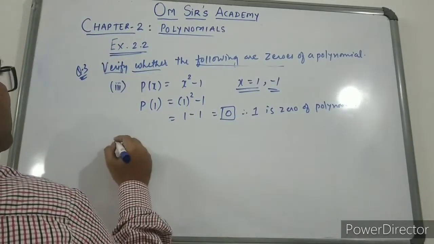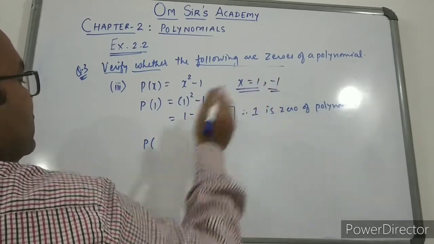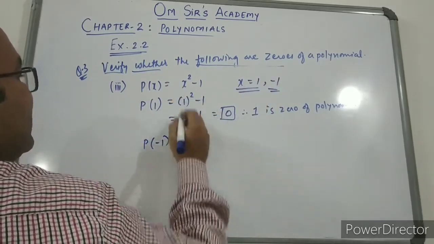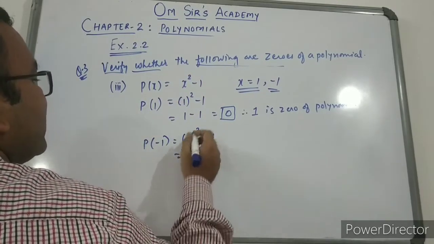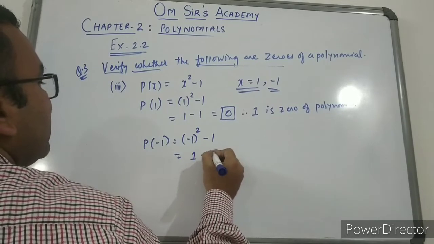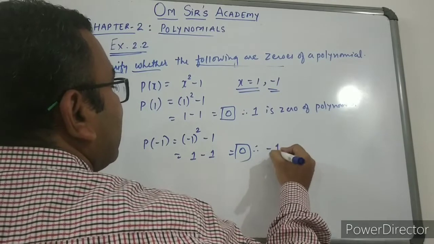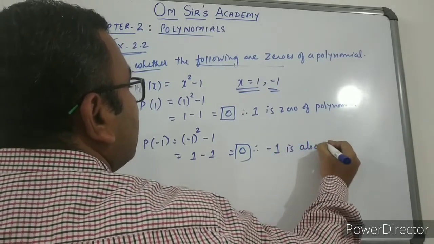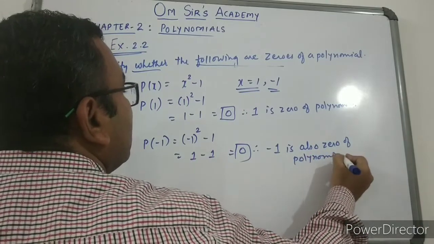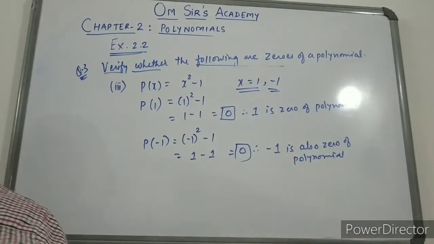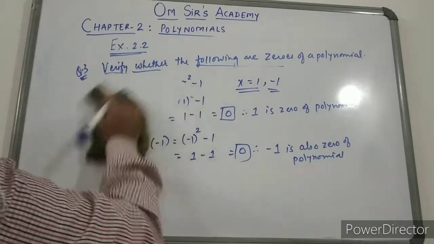Now the second value, minus 1. So instead of x, we put minus 1 square minus 1. What is minus 1 square? It is 1 only. 1 minus 1. Again we get the answer 0. So therefore in this case minus 1 is also a zero of the polynomial. Both the cases we get answer 0. So both are zeros of the polynomial. Then next sum.